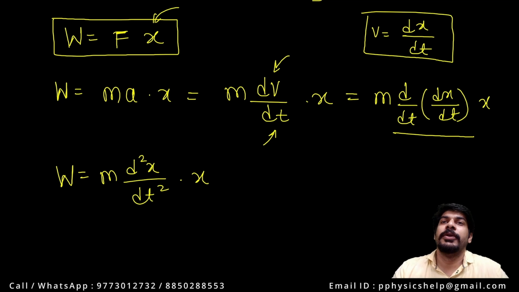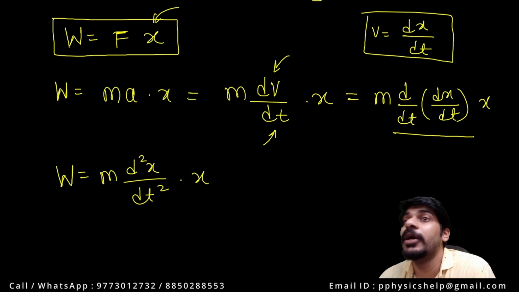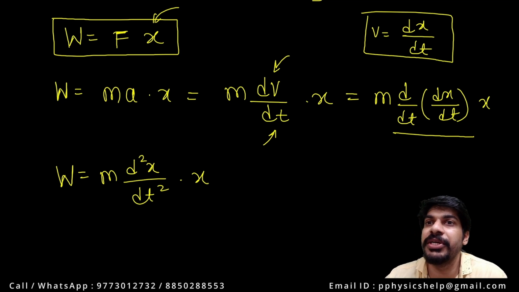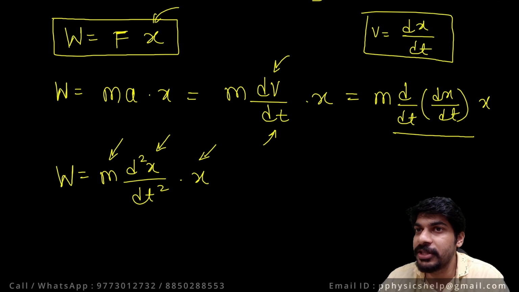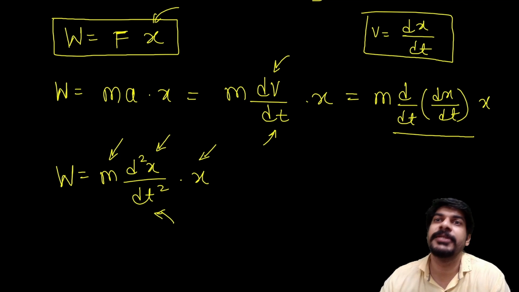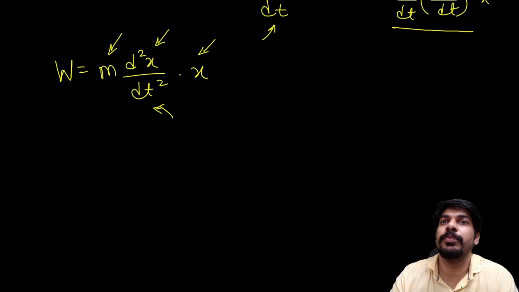Now you can see here we have represented W, the work, in terms of base quantities. Mass is a base quantity, as we all know. X is a base quantity. This x is also a base quantity. Both are nothing but length, and this is time, isn't it? So in this way, everything is in terms of base quantity.